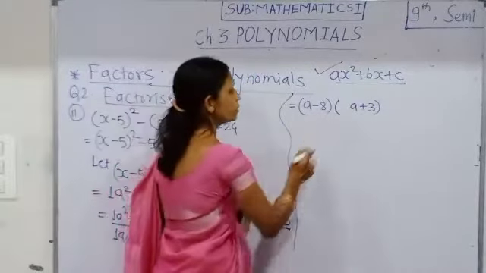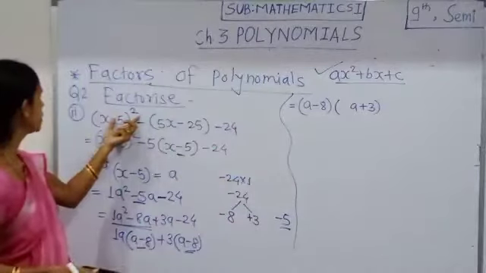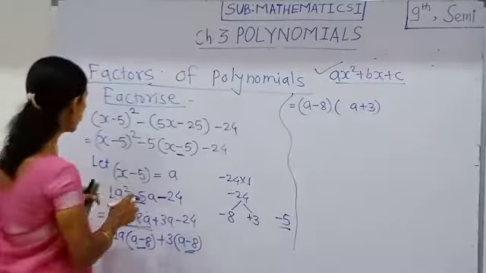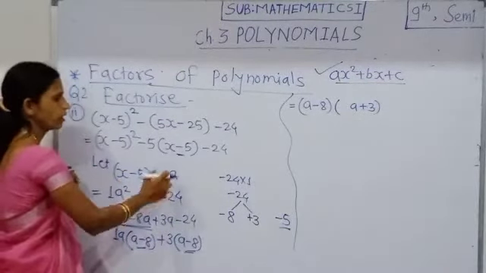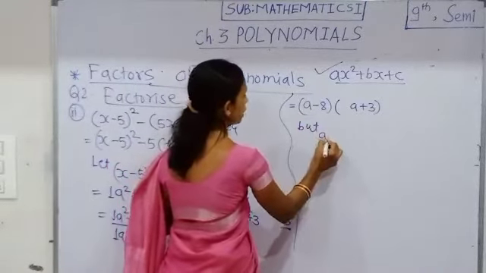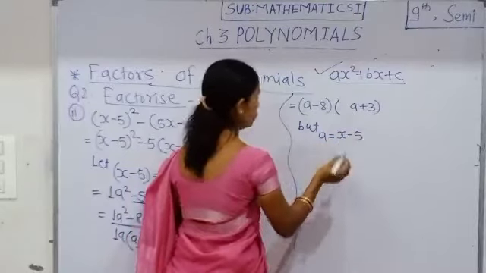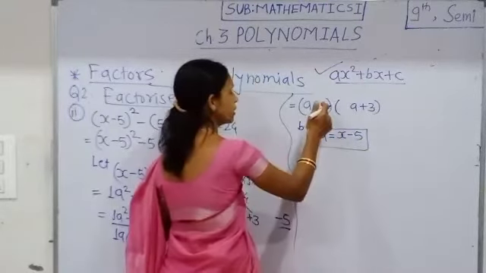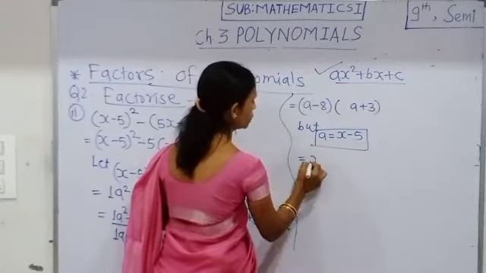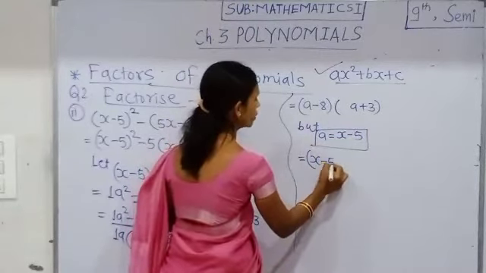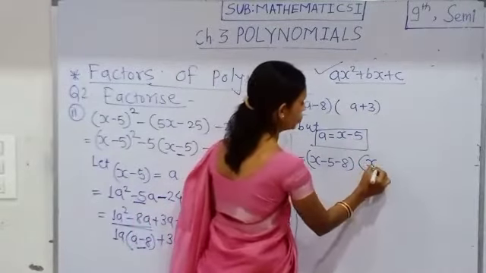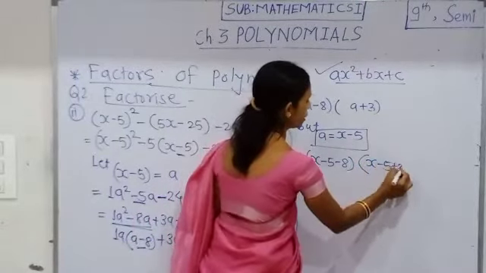But those are not the factors of the given polynomial in this example. Why? Because here we have considered x minus 5 equals a. Therefore, a equals x minus 5, and we have to put this value of a in the equation. See here, in the first bracket, x minus 5 minus 8. In the other bracket, a is x minus 5, and plus 3 is there.